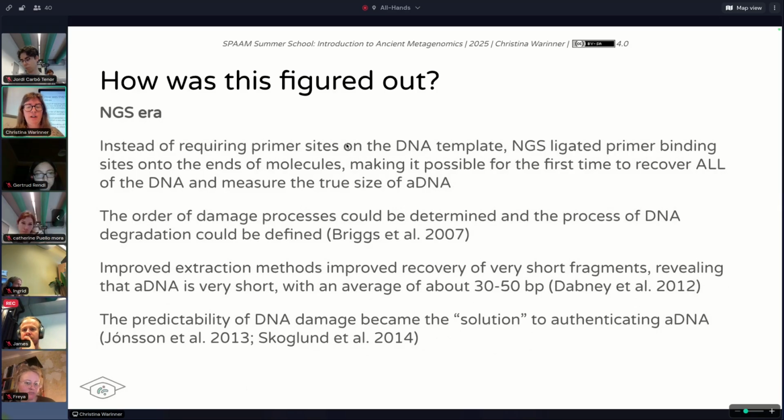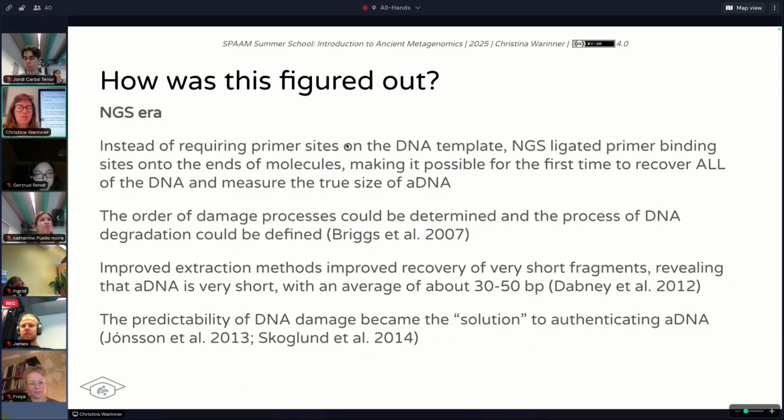So instead of requiring primer sites on the DNA template, what NGS did was it ligated universal primers onto the ends of all the molecules. And this made it possible for the first time to recover all of the DNA in a sample and to measure its true size, which was revolutionary. It also allowed us to determine the order of damage processes so that the process of DNA degradation could be defined. And a lot of this was worked out between about 2007 and 2014.